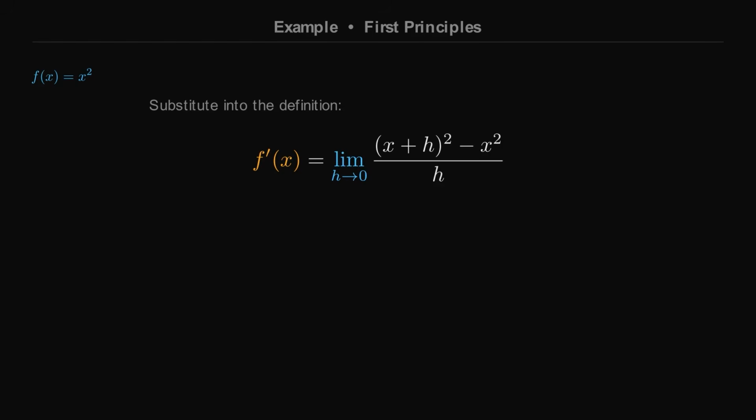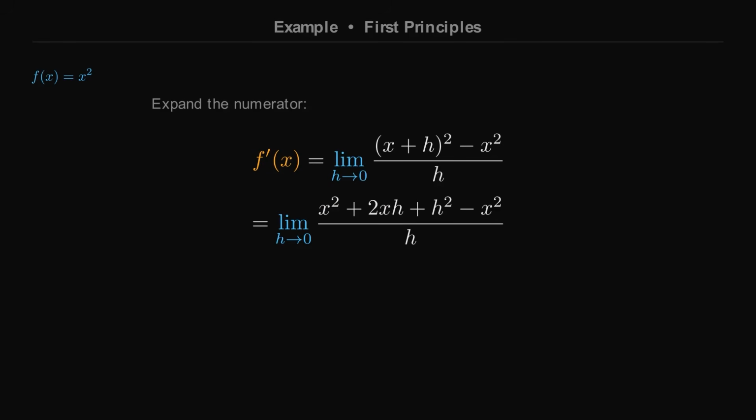Okay, we can say that f dash of x is equal to the limit as h approaches 0 of (x plus h) squared minus x squared over h. And therefore, if we expand the numerator, we get the limit as h approaches 0 of x squared plus 2xh plus h squared minus x squared over h. From here, the x squared terms cancel, which means that we get the limit as h approaches 0 of 2xh plus h squared over h.